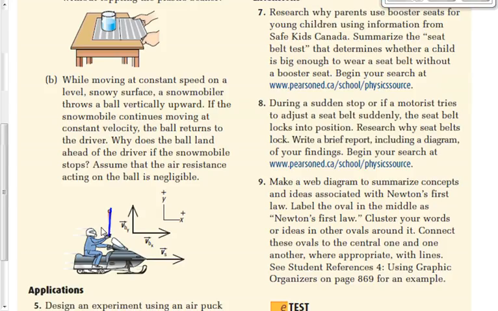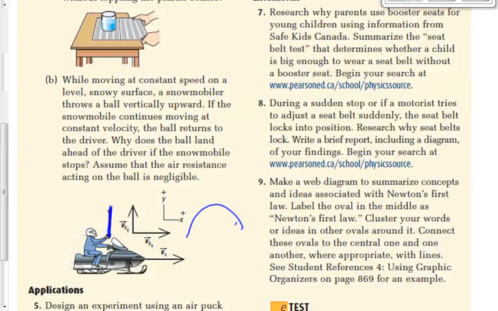What does it appear to the guy on the ground? I'm standing over here beside the snowmobile. What does it appear to me? How does the motion of the ball appear to me? Yeah, exactly. That's what the ball looks like to me on the ground. To the guy in the snowmobile, this is its motion. To the guy on the ground, this is its motion.